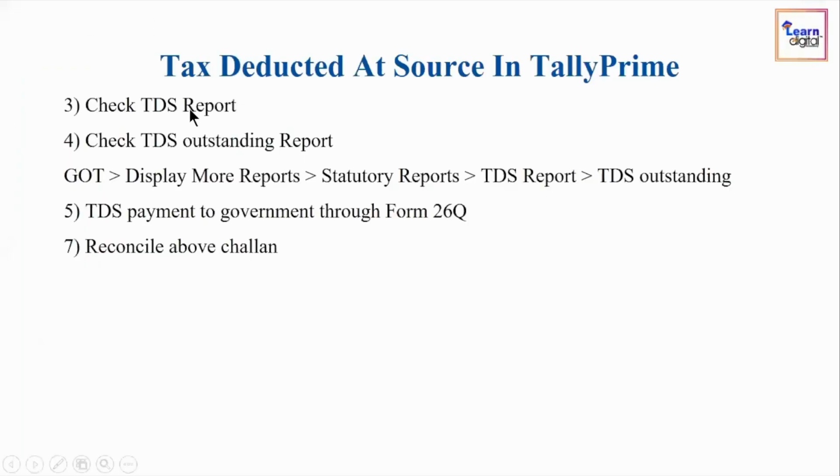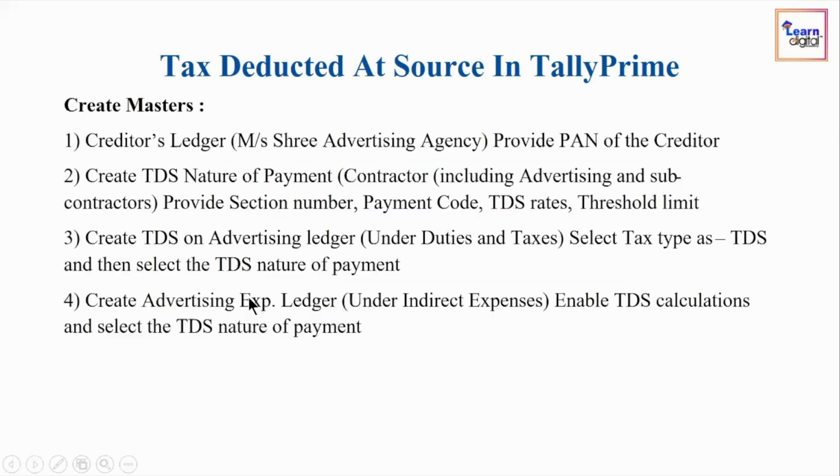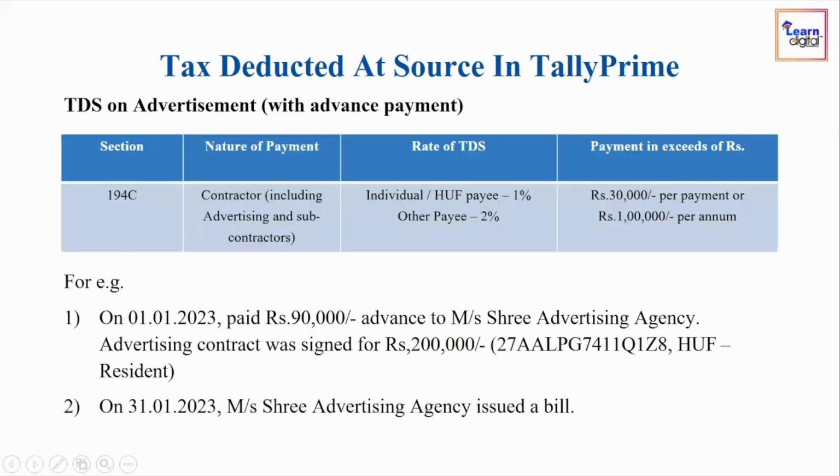So we have checked the TDS report. We have also gone through the TDS outstanding report. Then we made payment to the government through Form 26Q and reconciled the same. So this is how the advertising nature of payment is adjusted in TDS. And in this session, we have also learned the advance payment, how to adjust TDS in advance payment. And then after paying the advance, whenever the bill comes, how to adjust that advance paid in that entry along with the TDS also. So this is very important.